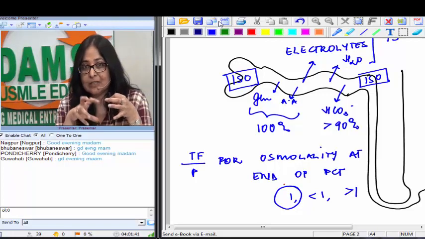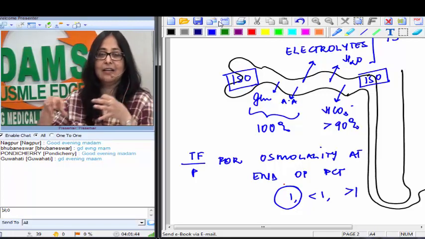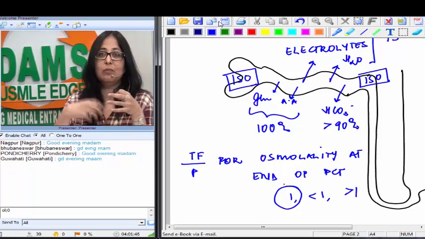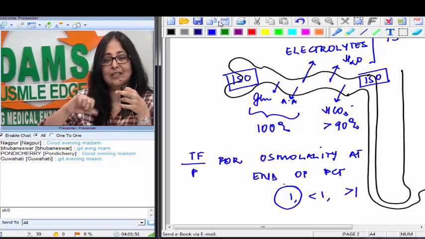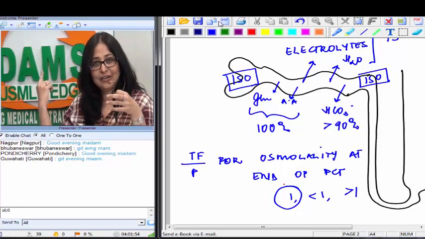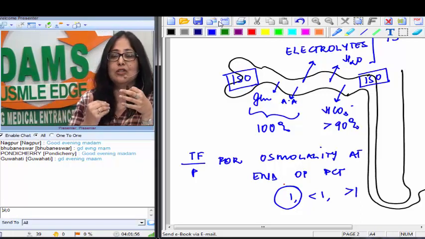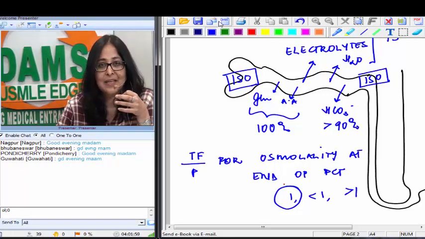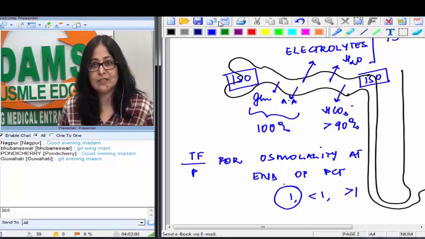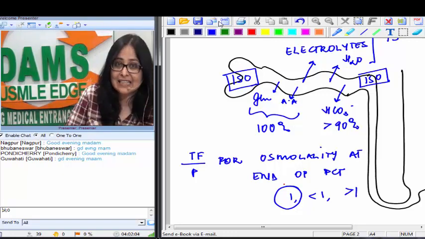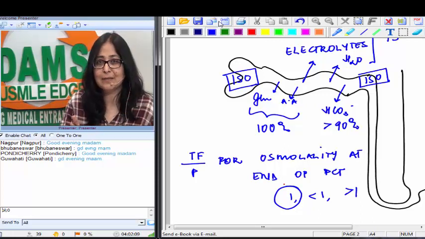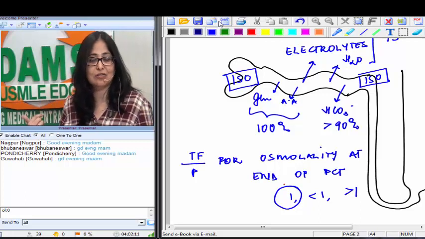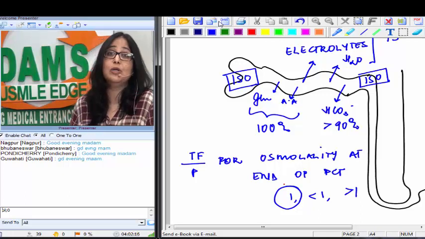If the amount of the substance absorbed is more than that of water, now the tubular fluid concentration will decrease and plasma concentration will increase. So the tubular fluid by plasma ratio will become less than 1. But if the reabsorption of the substance is less than the reabsorption of water, the tubular fluid concentration of that substance will increase, plasma concentration will decrease, so the TF by P ratio will be more than 1.